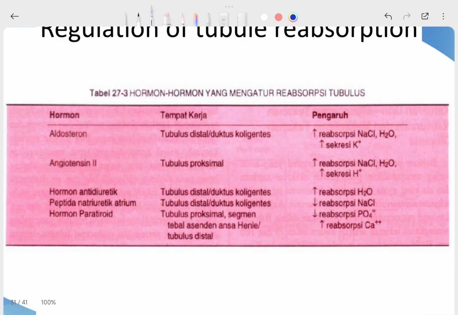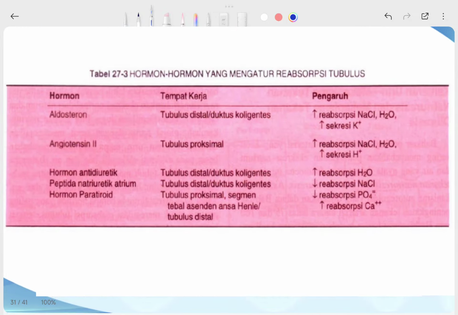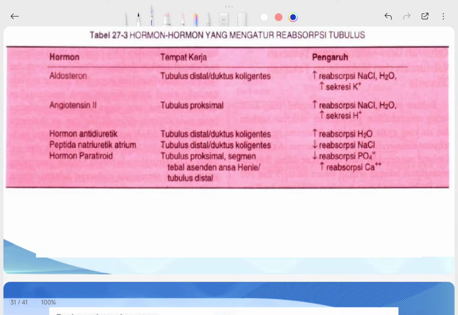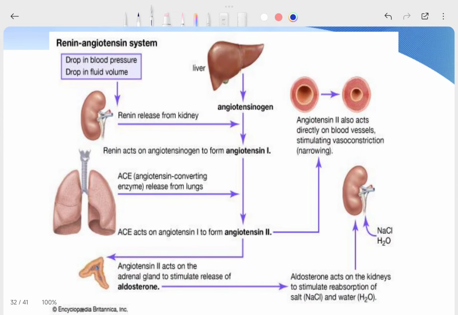Okay, this one, the hormones that control the reabsorption. We have aldosterone, angiotensin II hormone, antidiuretic hormone, peptide, and others. Okay, let's go to the most important one, which is the RAAS.